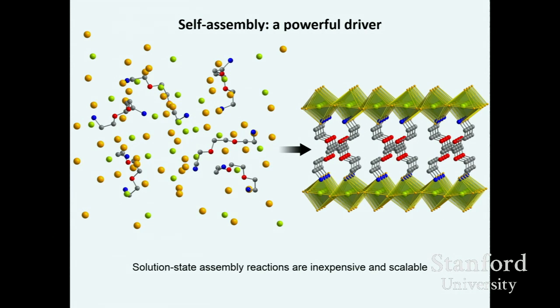And with respect to any kind of material that is technologically important, solution state deposition is greatly desirable, because this means that we can use very simple techniques for depositing films like spin coating, drop casting, and we can cover very large areas with this material. So the synthesis is extremely scalable and quite inexpensive.